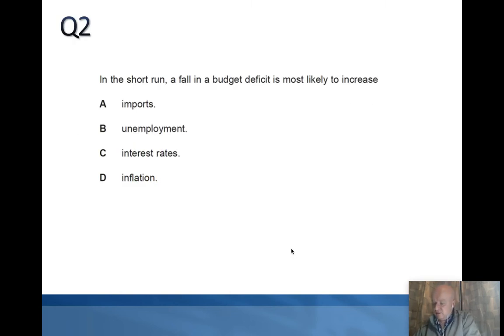So let's have a look at the second question then. In the short run, a fall in the budget deficit is most likely to increase what? So a fall in the budget deficit is most likely to increase unemployment. A fall in the budget deficit means that effectively we're gathering more tax and spending less, and so one could argue that is going to contract the economy to some degree, and in that instance, that would cause an increase in unemployment.